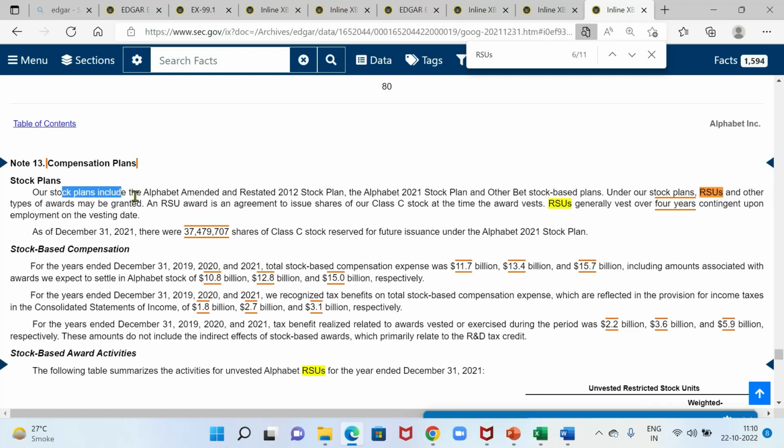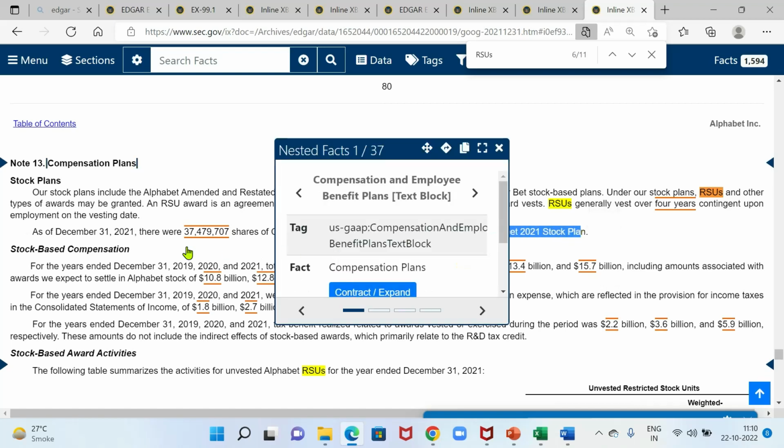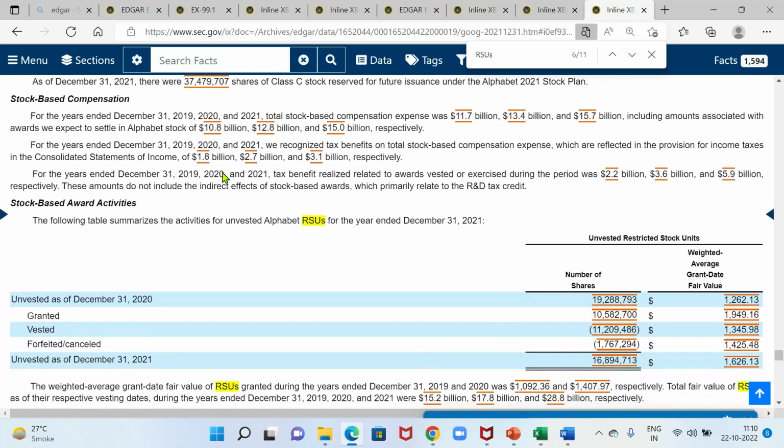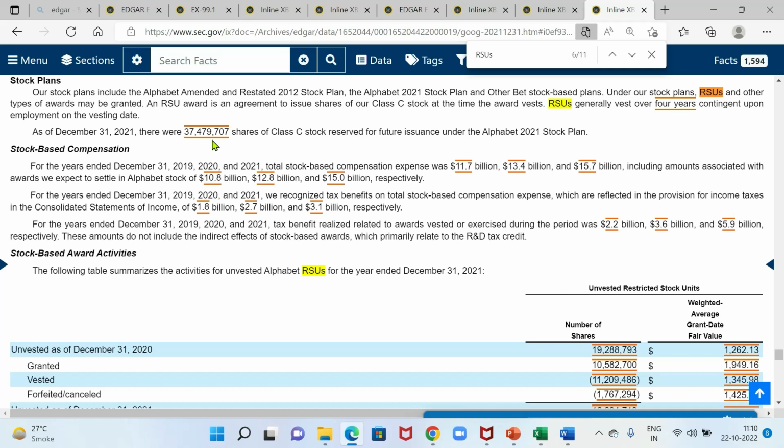Our stock option plan includes Alphabet's amended RSU plan; there are also RSUs and other types of awards being granted. An RSU award is an agreement to issue shares, and the award will vest over 4 years. So they are saying these are the shares of Class C stock reserved for future issuance. Should I take this? I should not take this. They are saying we have reserved it.